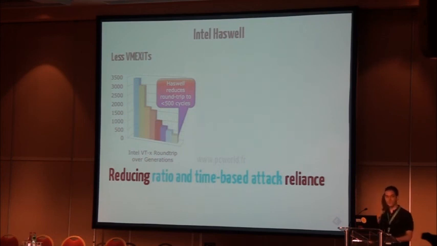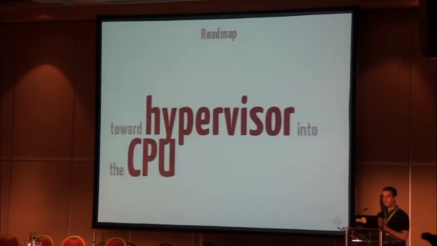So what is coming next? We are going toward CPUs containing the hypervisor. In fact, we had software virtualization with VMware Player and QEMU. Then we added paravirtualization to virtualize non-virtualizable instructions. Then we had hardware-assisted virtualization. And now we are going, in fact, closer to the physical component. We think that the next step is to put the hypervisor directly into the CPU with a new microcode.